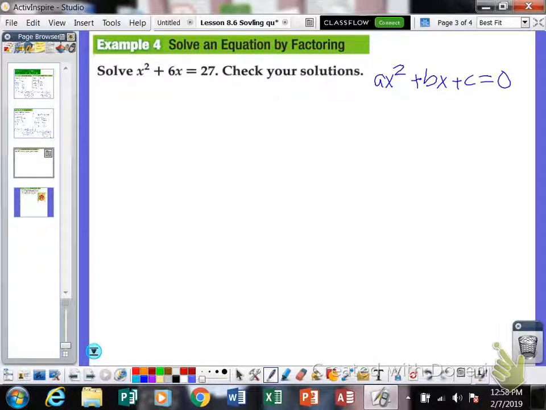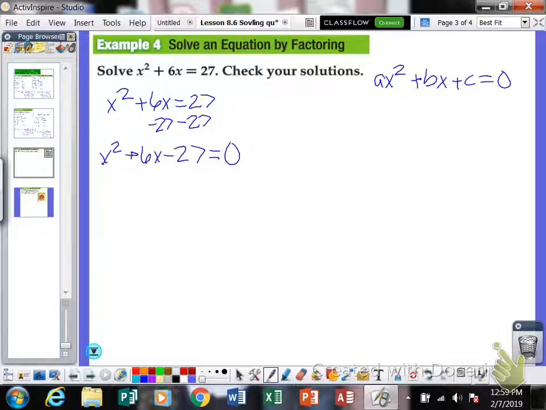So let's look at this example here. If I want to make this problem look like a quadratic equation, I have x squared plus 6x equals 27. And I want to have this look like a quadratic equation equal to 0. I'm going to subtract 27 from both sides. I'm left with x squared plus 6x minus 27 equals 0.